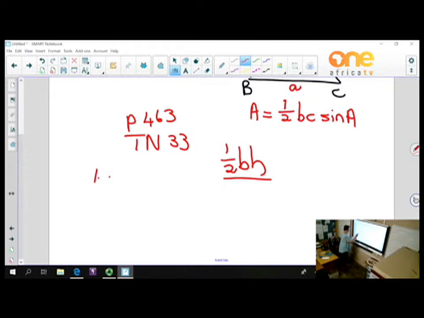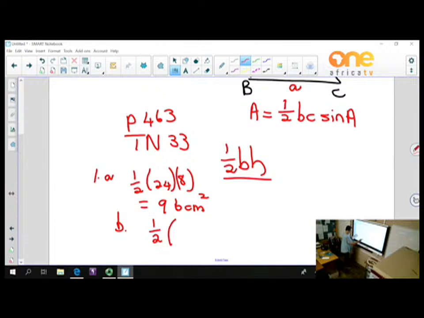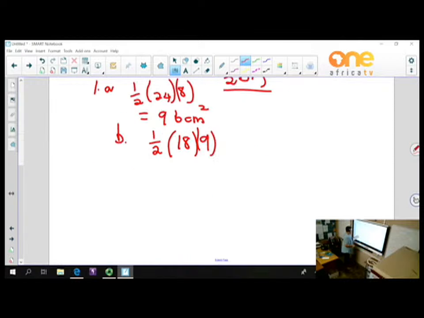So if we take the first one, number 1A, it will be a half of 24 times 8, and my answer there is 96 square centimeters. It's area that we are calculating. Right, number B. What's important here is which two sides you are going to choose. They must be perpendicular, so it is a half of 18 times 9 that we use there, and I got 81 square centimeters.